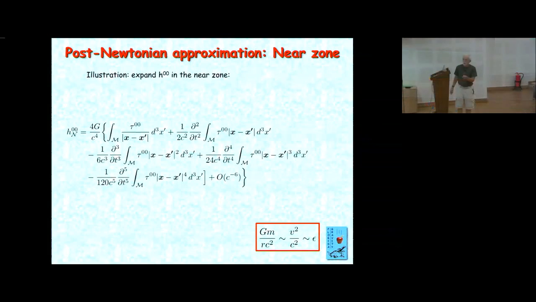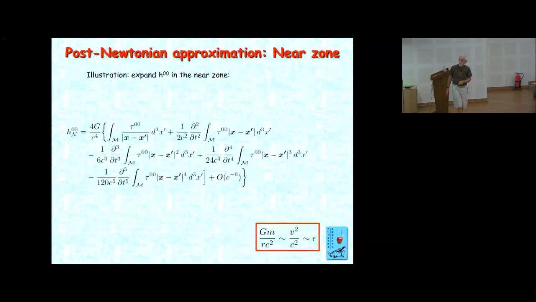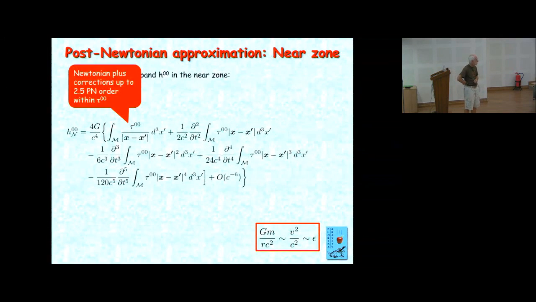So h 0,0 then is this integral of tau 0,0 times these powers of x minus x prime with various time derivatives. And here's the whole sequence. For L equals zero, we get tau 0,0 over x minus x prime times 4G over c to the fourth. Well, that looks like the Newtonian potential. At lowest order, remember tau 0,0 is rho, the density. So this is just Newton, rho over x minus x prime. But of course, tau contains lots of higher order corrections, including h itself. So there'll be higher order corrections built in here that you have to include when you calculate h 0,0.